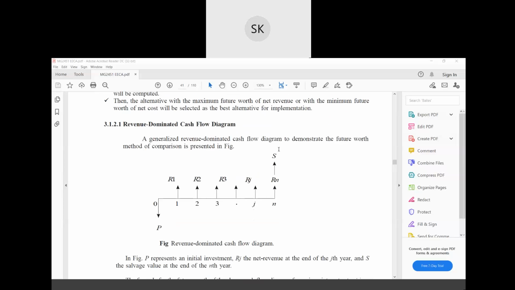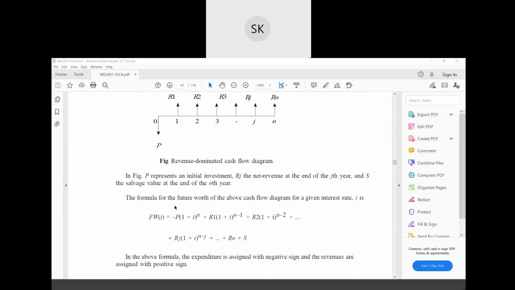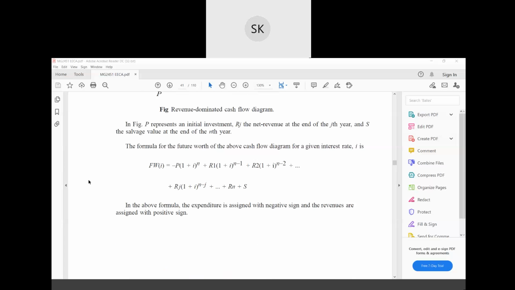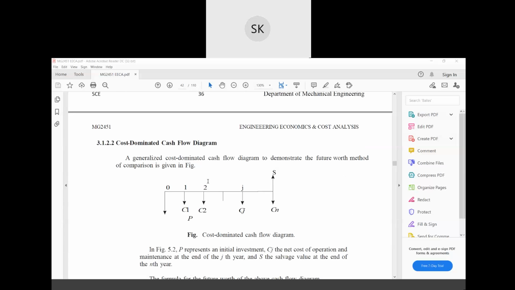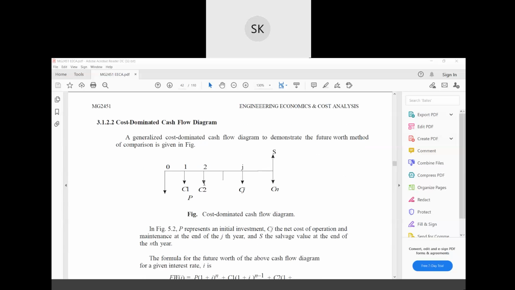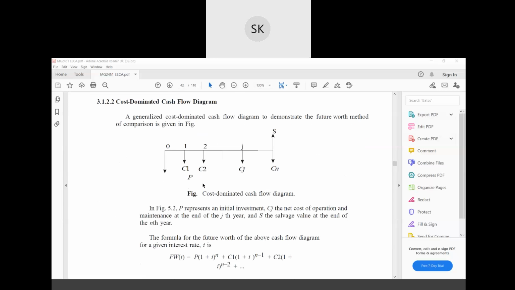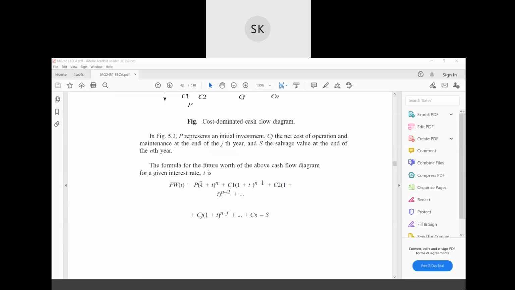A generalized revenue dominated cash flow diagram: all the revenue will be upward and the investment will be downward. In this future worth method, the formula has a bit of difference. Remember this formula? Expenditure is again assigned a negative sign and revenues are assigned a positive sign. And this is the cash flow diagram, and it has this formula.